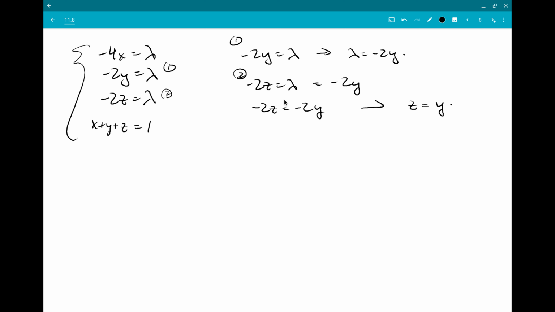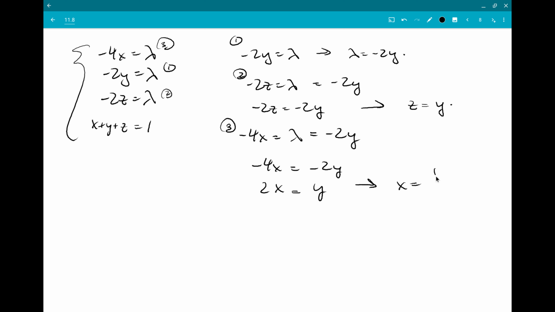Okay. Now I'm going to go ahead and do this one, I guess. So I know minus 4x is equal to lambda. And I just learned how to get rid of z in terms of y. So I'm going to try to get rid of x in terms of y. So I'm going to plug in that first thing I found again right here. And that's going to tell me minus 4x is equal to minus 2y, or x times 2 is equal to y. So that means x is equal to 1/2 times y.